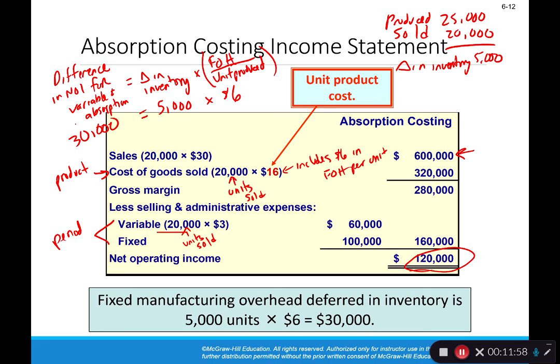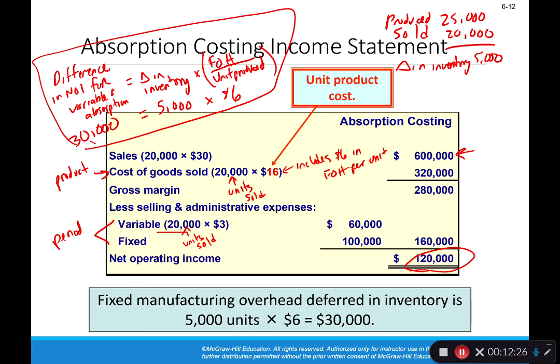So the only reason there's a difference between variable and absorption income is because of the fixed overhead. That's it. It's the only reason. So how do we get that difference without doing out an income statement for each method? Well, this is the shortcut formula that I recommend that you use. The difference in NOI between the two methods will always be equal to the change in inventory times the fixed overhead per unit produced.